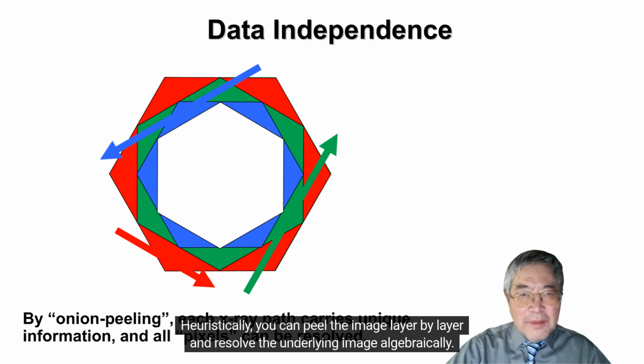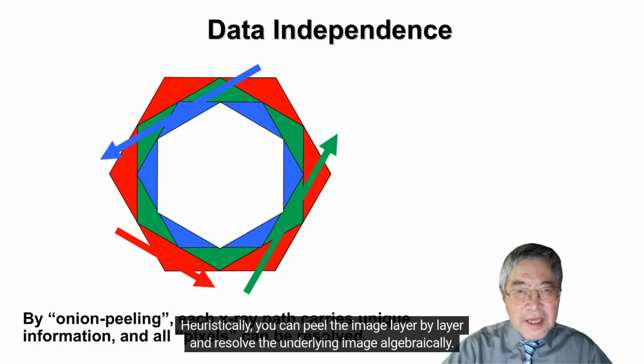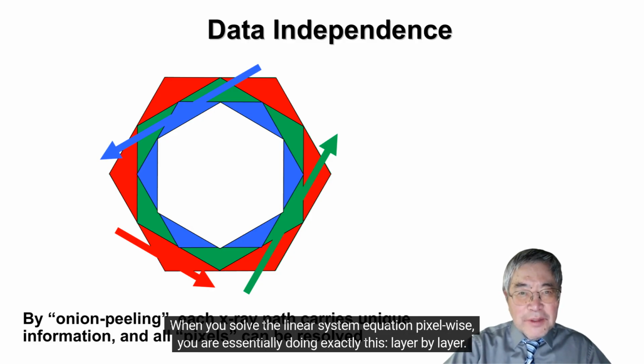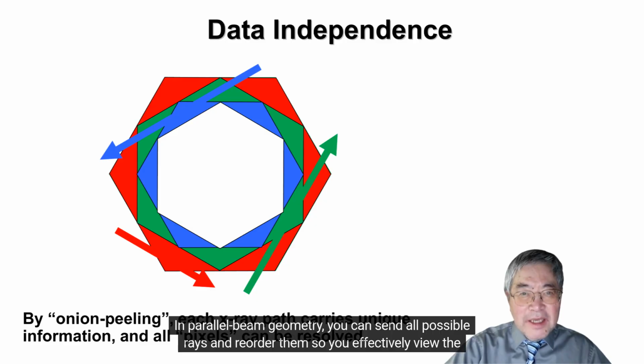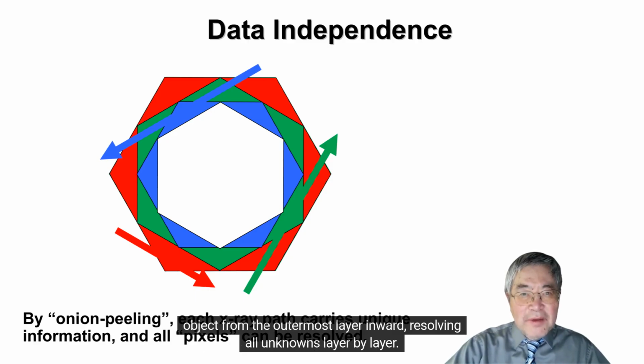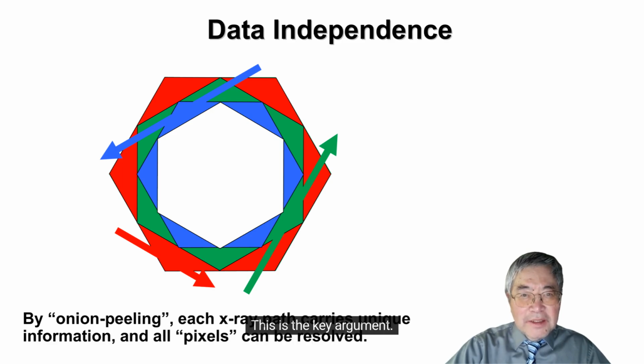Heuristically, you can peel the image layer by layer and resolve the underlying image algebraically. When you solve the linear system equation pixel-wise, you are essentially doing exactly this, layer by layer. In parallel beam geometry, you can send all possible rays and reorder them so you effectively view the object from the outermost layer inward, resolving all unknowns layer by layer. This is the key argument.